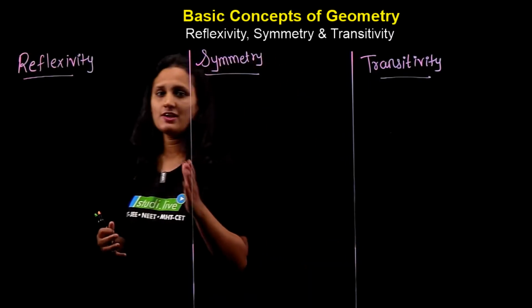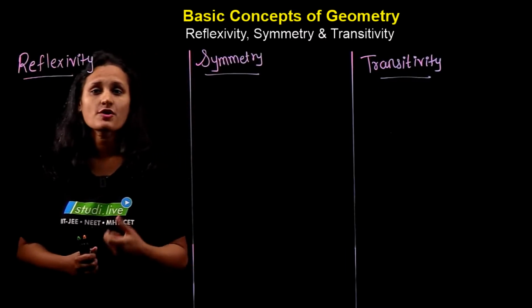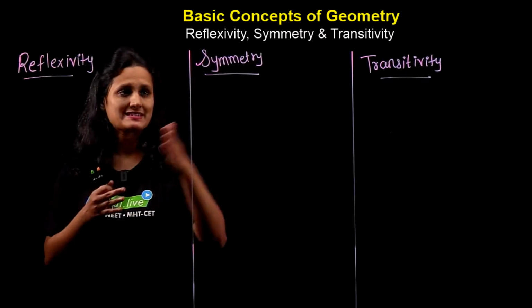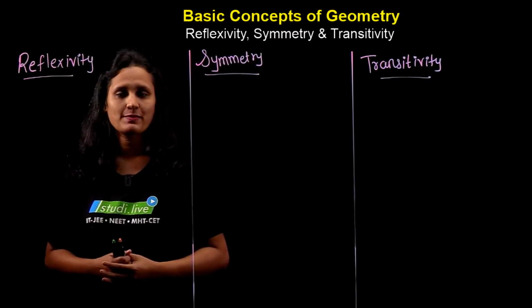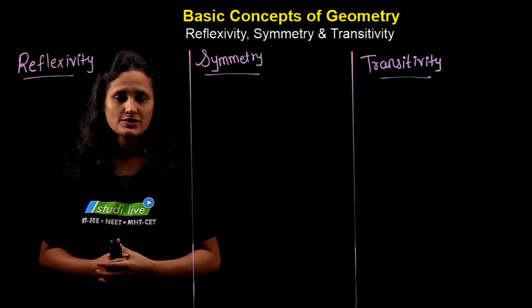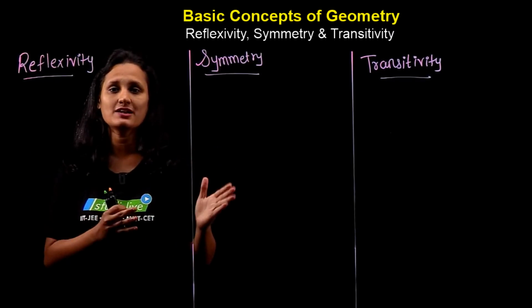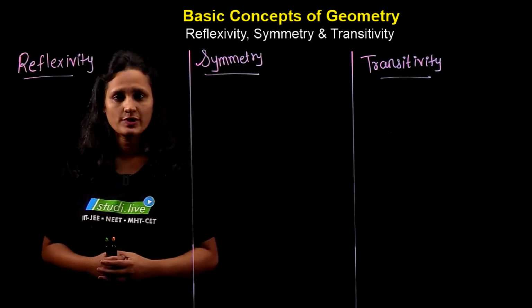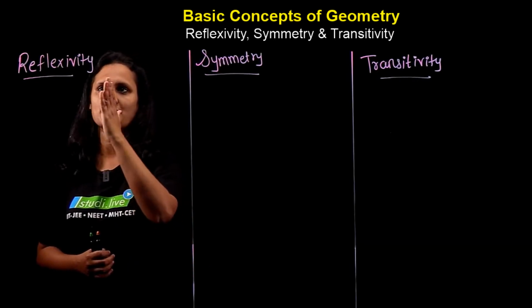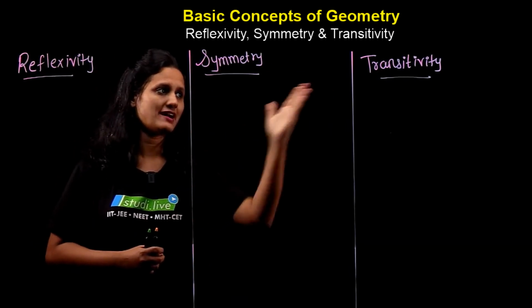Now these are the three concepts which are properties of congruent segments. Okay, these three are properties of congruent segments. Now what is a congruent segment, students? If two segments have equal length, then the segments will be congruent. Okay, now we have three concepts: reflexivity, symmetry and transitivity.